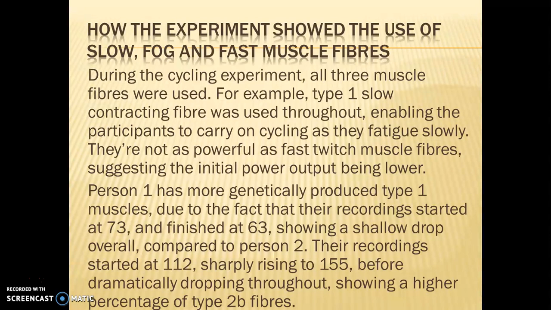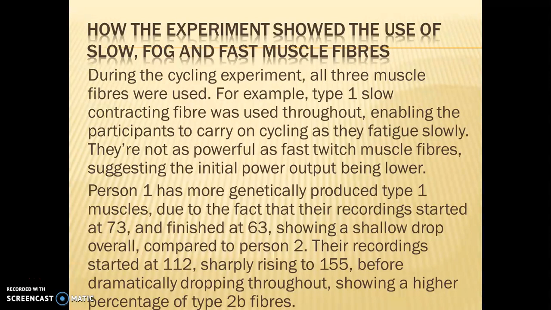How the experiment showed the use of slow and fast muscle fibres. During the cycling experiment, all three muscle fibres were used. For example, Type 1 slow contracting fibres were used throughout, enabling the participants to carry on cycling, despite the added resistance, due to the constant and slow metabolism they were providing, not fatiguing. They're not as powerful as fast-twitch muscle fibres, suggesting the initial power output being lower.